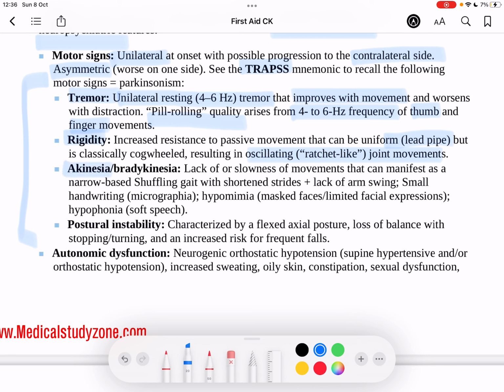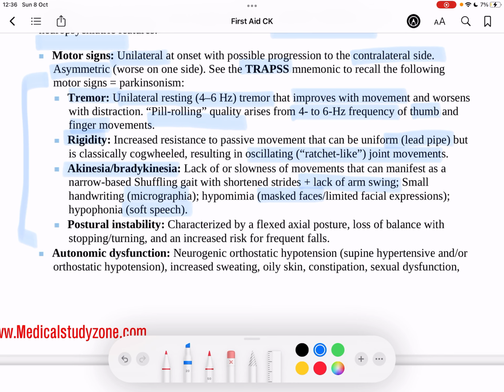Another thing is akinesia and bradykinesia. This is lacking or slowness of movement that can manifest as the narrow-based shuffling gait, which is where someone can't really walk properly, so instead they've got to shuffle around with these shortened strides, and as we've said already, they lack the arm swing. We often see small handwriting, micrographia, and hypomimia, which is essentially the masked faces, where they can't produce lots of facial expressions. Maybe even soft speech because they have the inability to move parts of the larynx sufficiently.